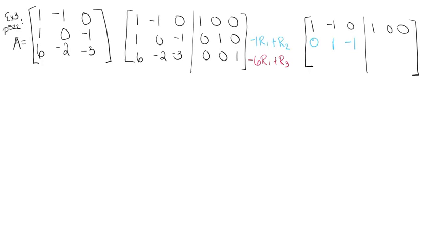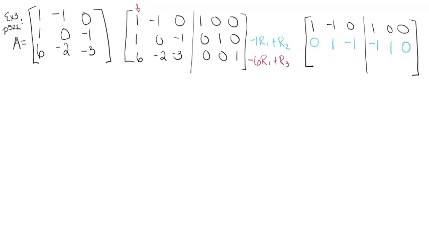And then negative 1 times 1 is negative 1 plus 0 is negative 1 right here. Negative 1 times 0 is 0 plus 1 is 1. And then 0 plus 0 is 0. So I've got my new row 2 by taking the row 1, multiplying it by negative 1, and then adding it to row 2.